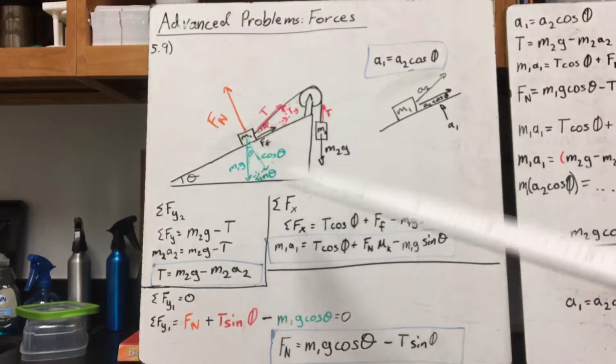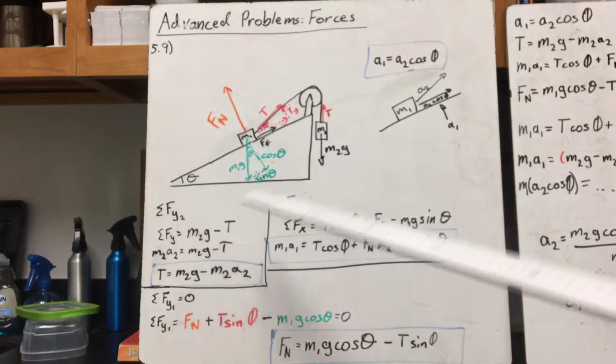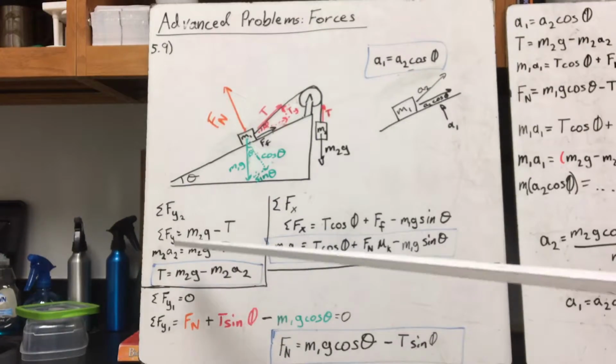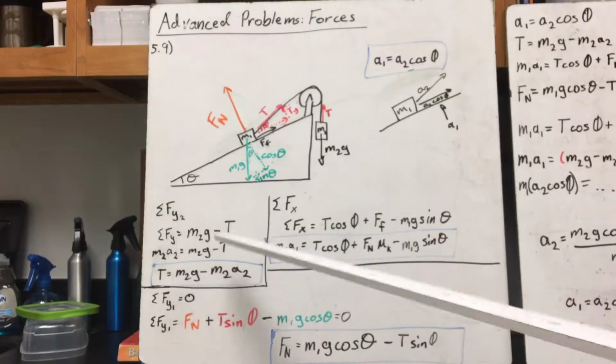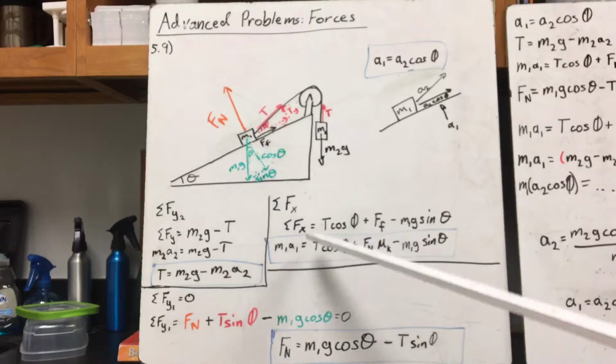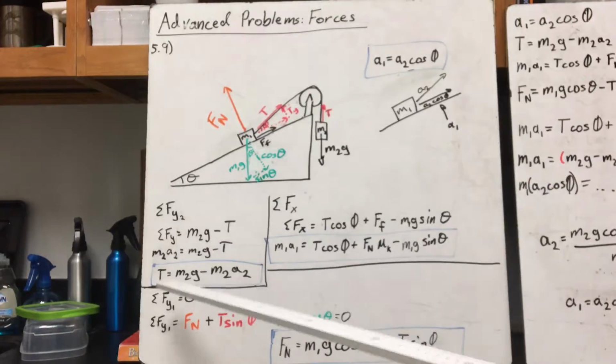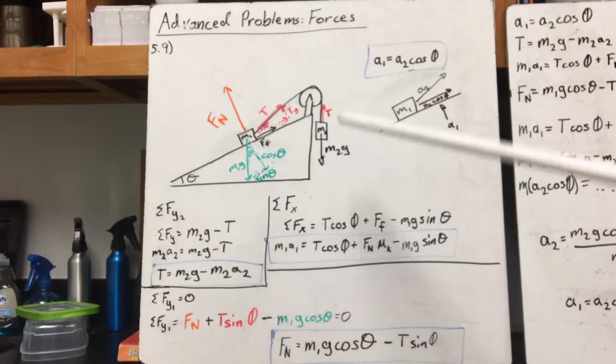Now for m2, the net force in the y direction, I'm doing this one first because it's easier and clearer to see. So we have tension going up, the weight going down, and we're solving for tension, which is this expression over here.